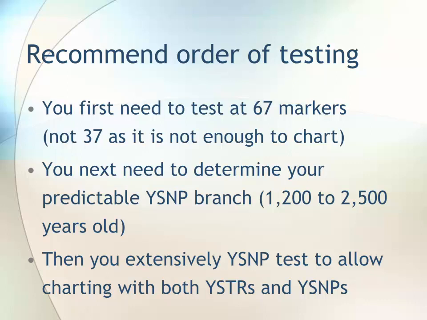You next need to determine your predictable YSNP branch, which is around 1200 to 2500 years old. That way you need to know what part of the haplotree you belong to, so you can start comparing people who are similar to you because they share a haplogroup. You then start extensively YSNP testing, which allows charting with a combination of YSTRs and YSNPs.